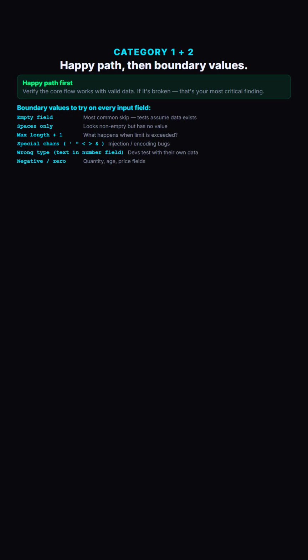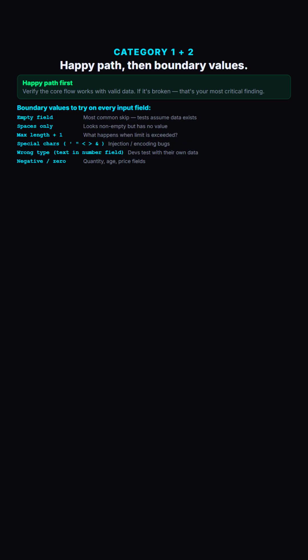For each significant input, test the boundary values, the exact minimum, the exact maximum, one below the minimum, one above the maximum. Then test values that are technically within the accepted range but unusual, the empty string, a string consisting only of spaces, an extremely long string. Special characters, single quote, double quote, angle brackets, ampersand, percentage sign. Numbers where the field expects text. Text where the field expects numbers.